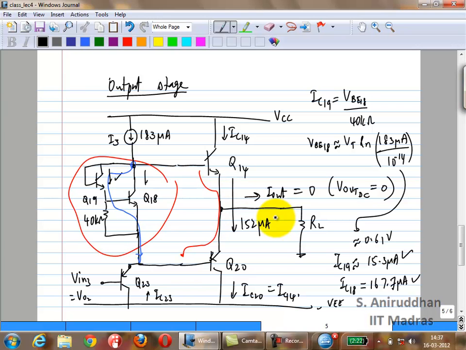Now you have all 3 stages of the op-amp and you have taken care of biasing of all of them. Okay, now the next step is to look at the small signal picture. Let's start looking at that.